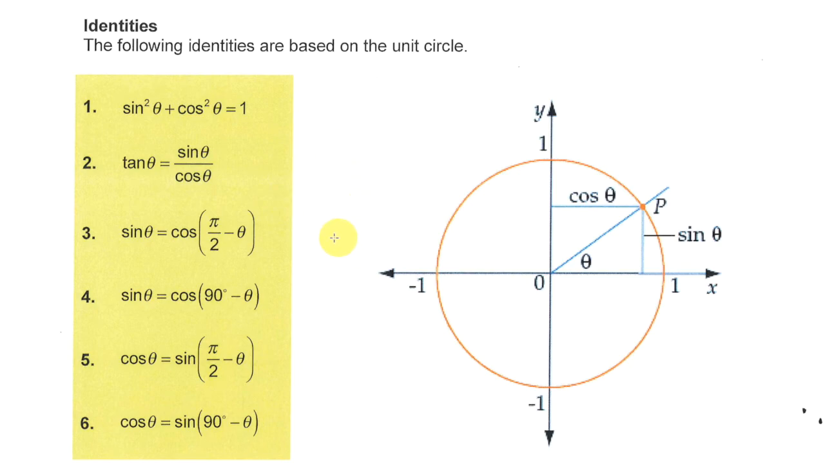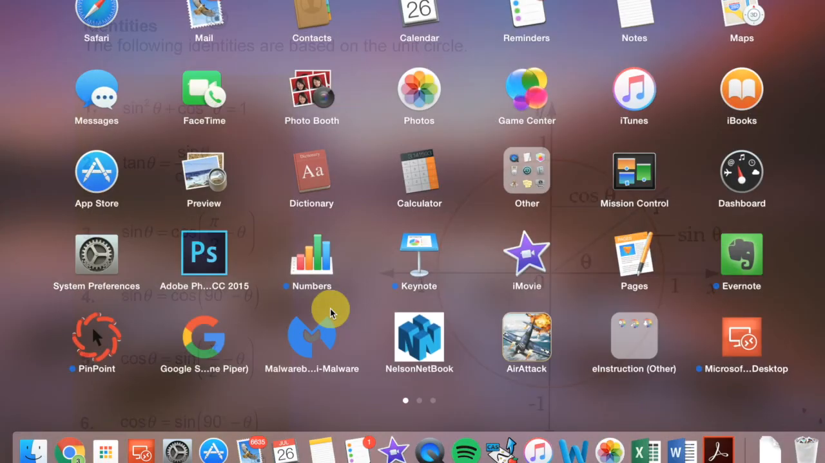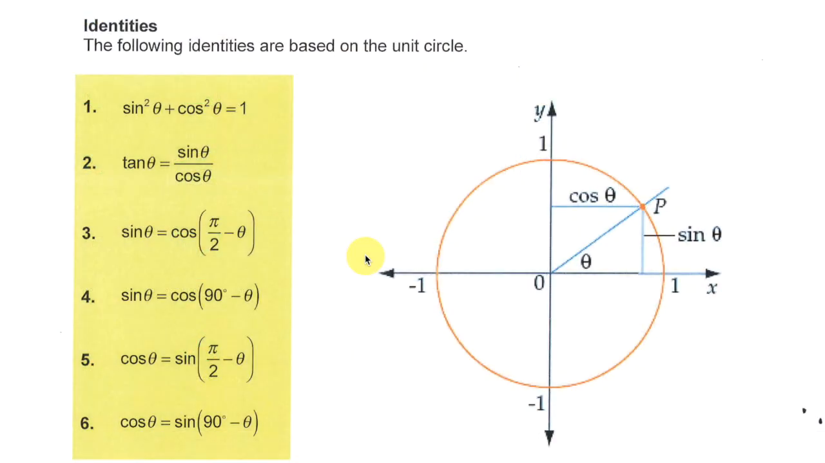These next ones here is pi on 2 minus theta and 90 degrees minus theta. Now really this has just got to do with the fact that the sine and cosine graphs are exactly 90 degrees out of each other, or pi on 2 radians out of each other. So they're the same exact shape, except for they're a pi on 2 phased out.